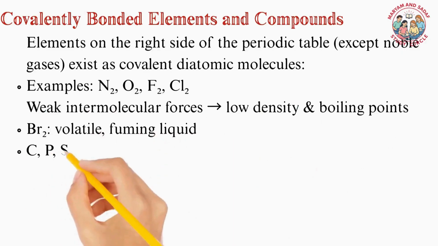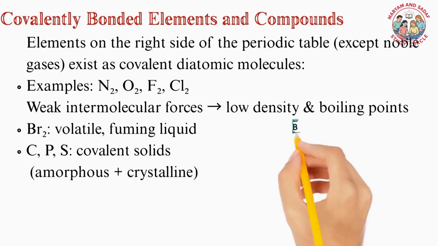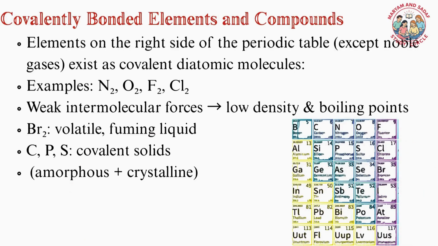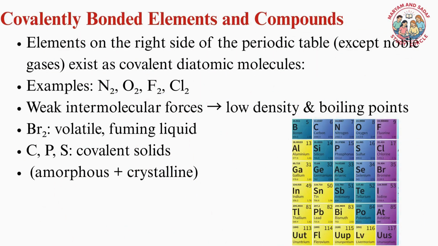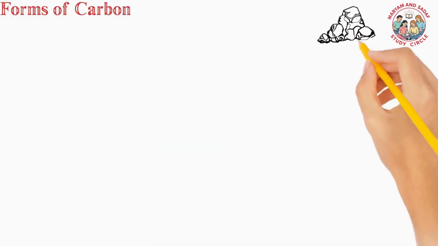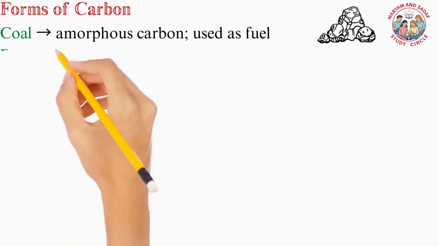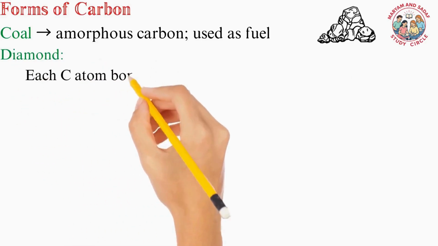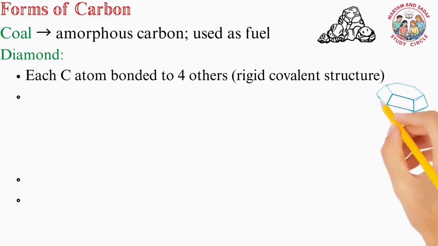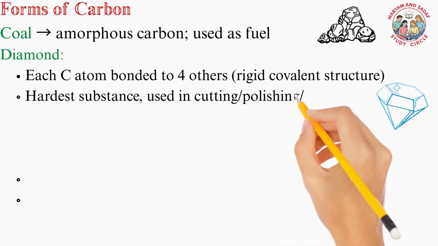Carbon, phosphorus, and sulfur are covalent solids, amorphous and crystalline. Forms of carbon. Coal is an amorphous carbon used as fuel. Diamond. In diamond, each C atom is bonded to four others. Rigid covalent structure. It is the hardest substance, used in cutting, polishing, and drilling.